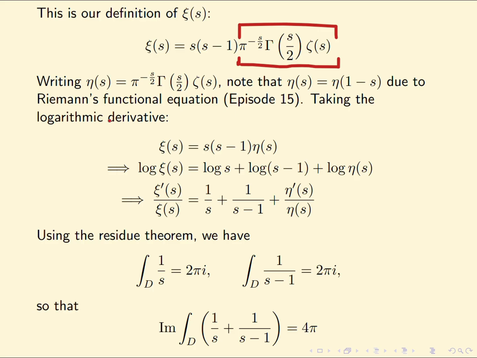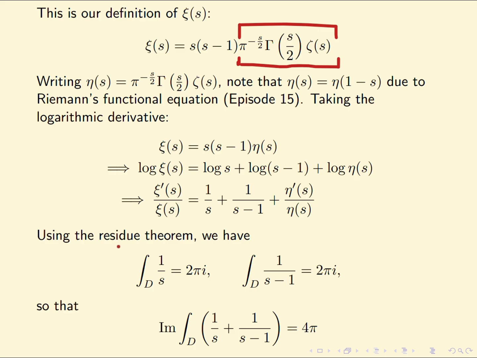And therefore, if you take the logarithmic derivative of this thing, so xi of s equals s times s minus 1 times eta of s. Then take the log of both sides, you get log of xi of s equals log of s plus log of s minus 1 plus log of eta. And then you take the derivative using the chain rule, you get this.